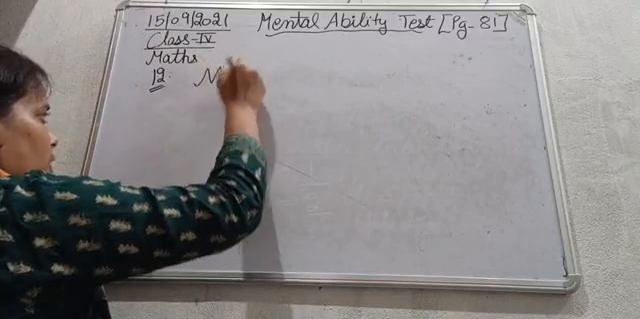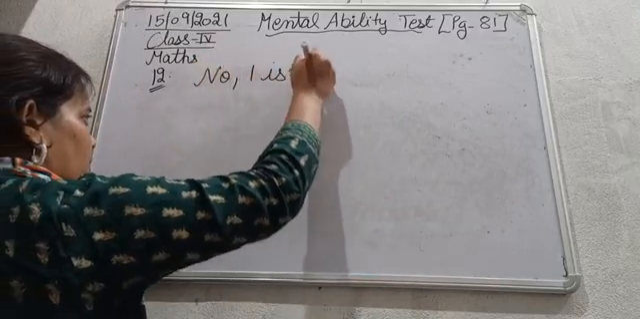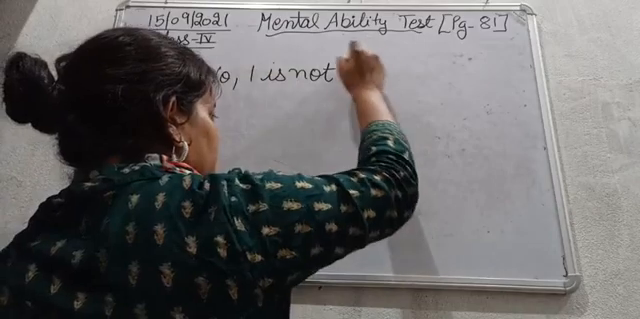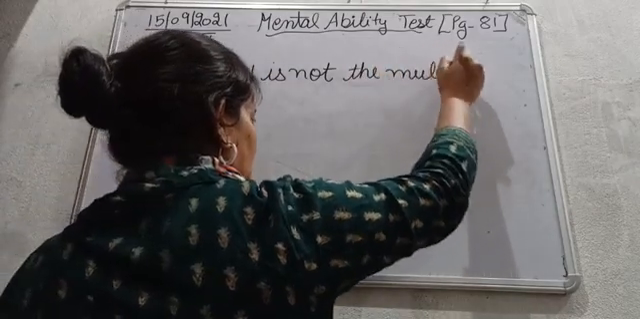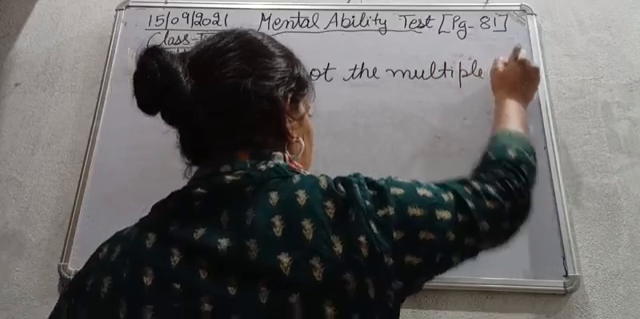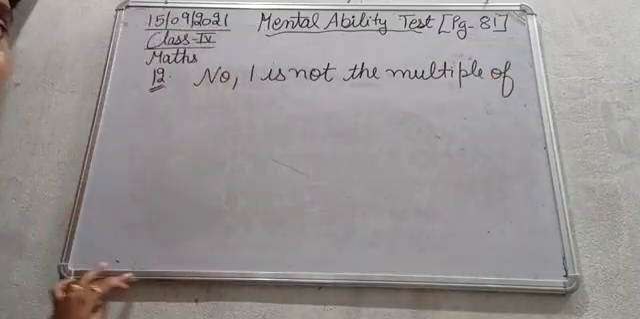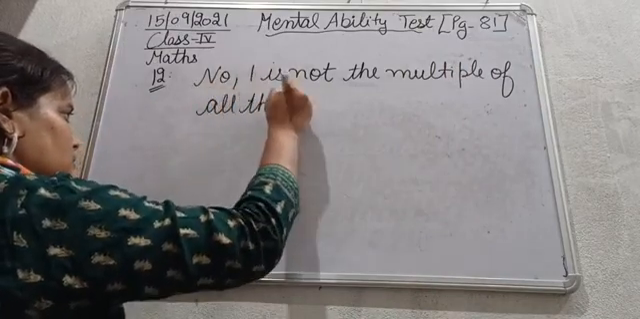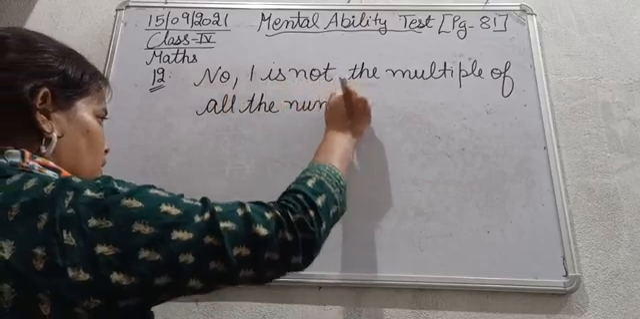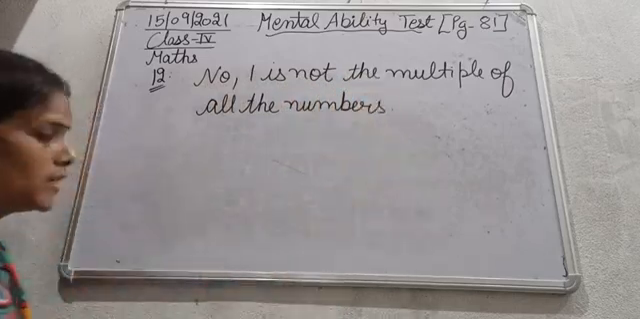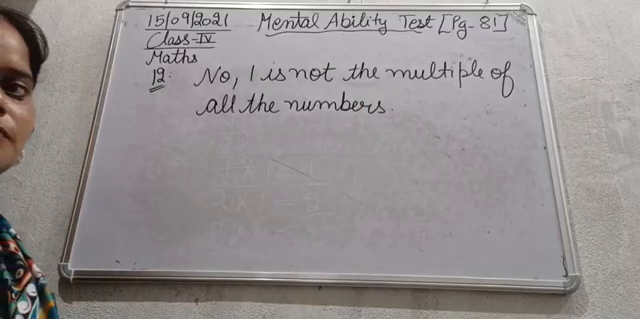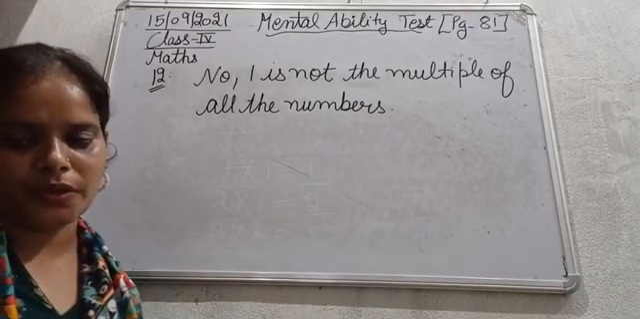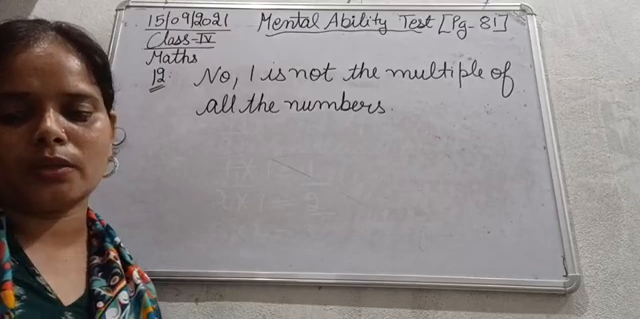No, 1 is not the multiple of all the numbers. This is the solution of question number 12. You can pause it here and note it down in your notebooks. Moving next to the 13th one.